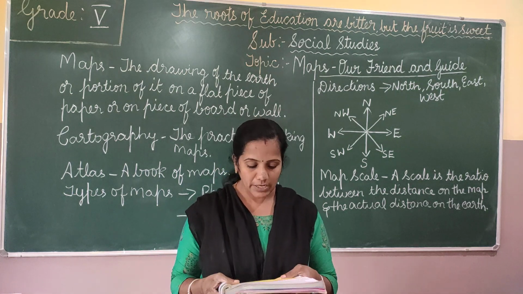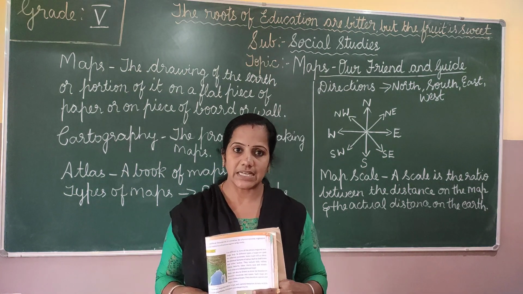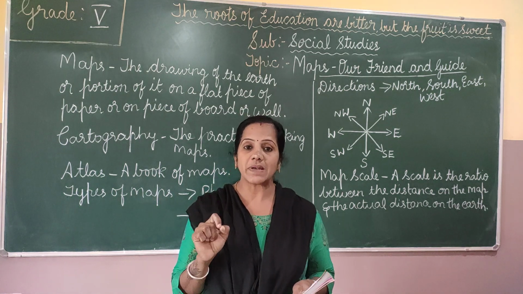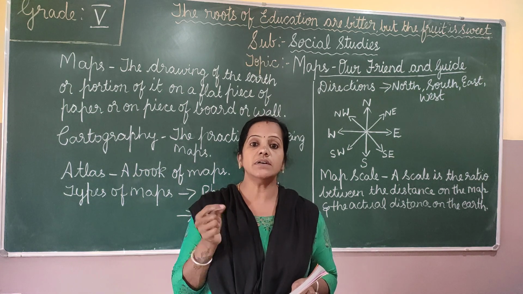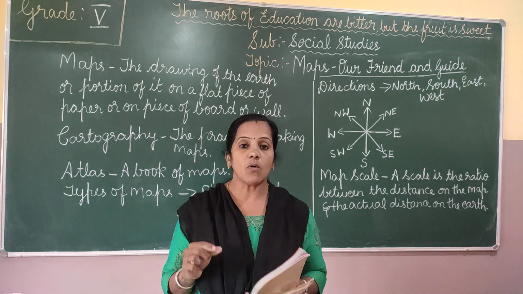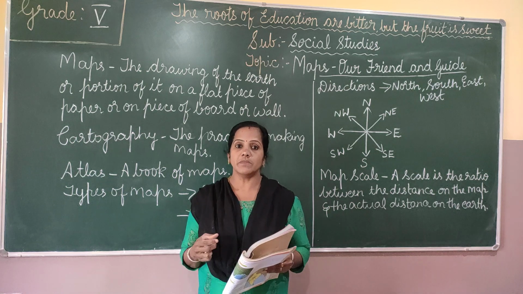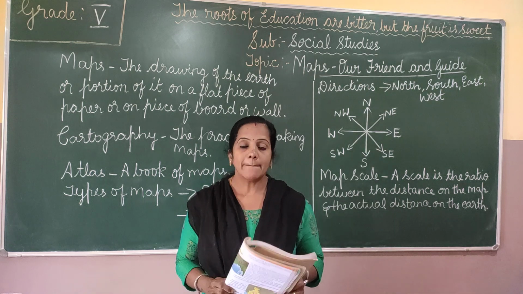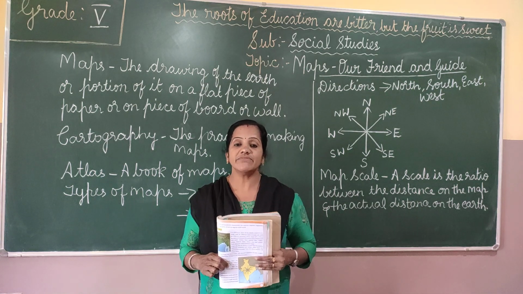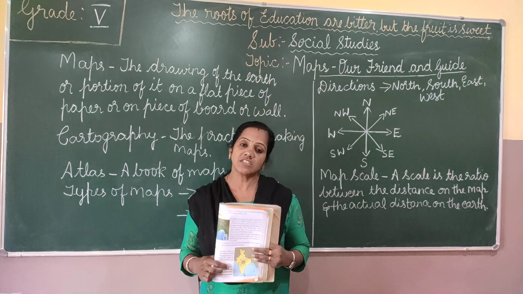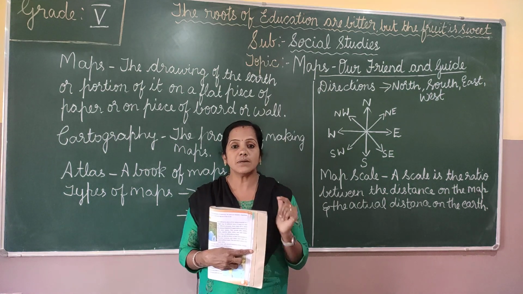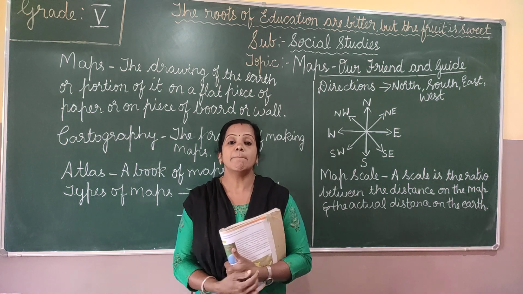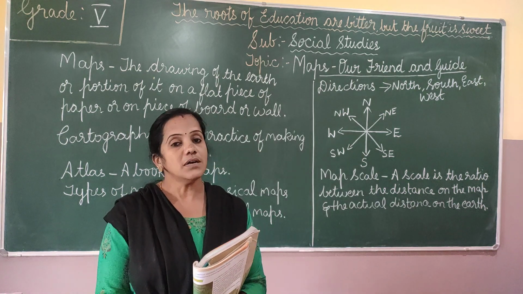And a globe cannot show everything in detail. A globe cannot show each place in detail. We cannot locate all the places on the globe. If you want to, as I told you before, you should make a very huge globe. But on maps, we can even find the minutest place on the map. A map can show even the minutest place.